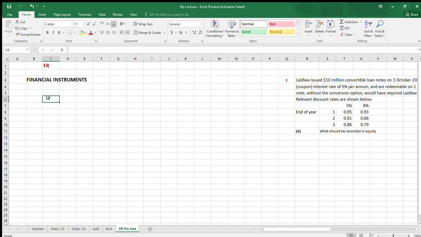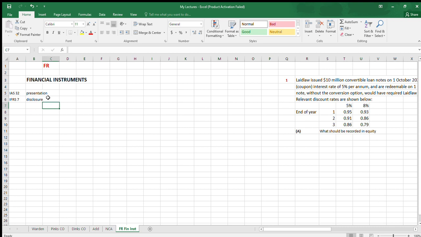So I am here to show you, or teach you, financial instruments under financial reporting. Financial instrument is governed by accounting standards. We have IAS 32, which deals with the presentation, and we have IFRS 7, which deals with the disclosure of financial instruments. So we have the presentation and we have the disclosure of financial instruments.